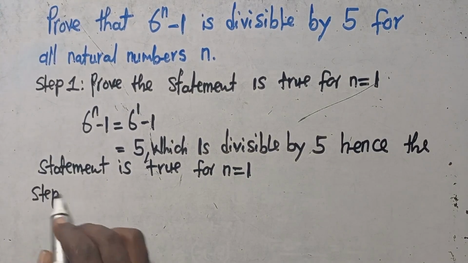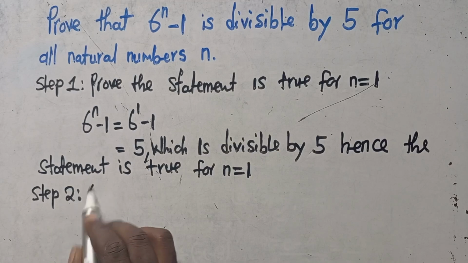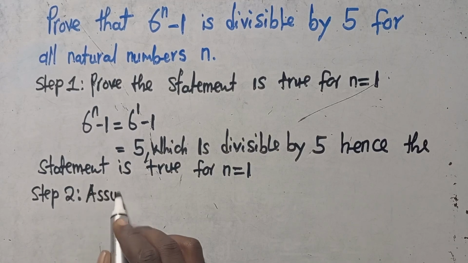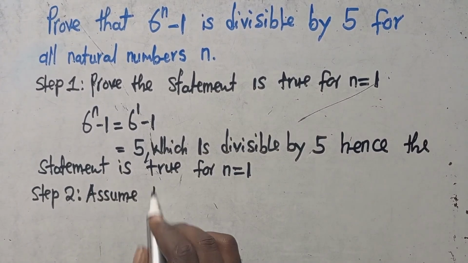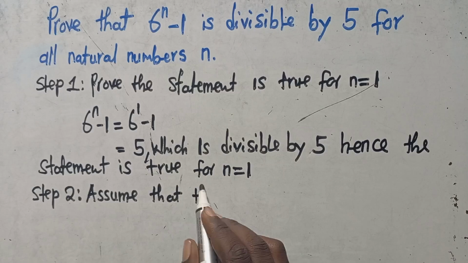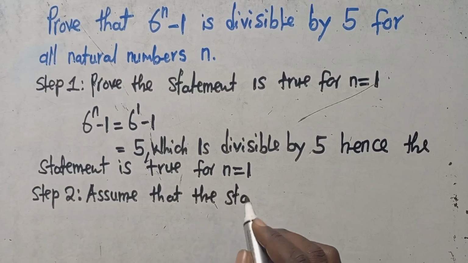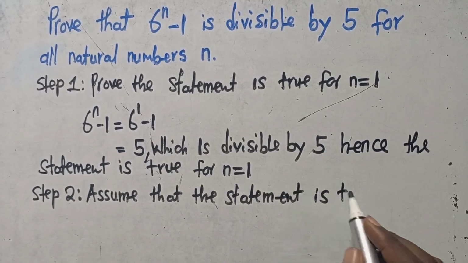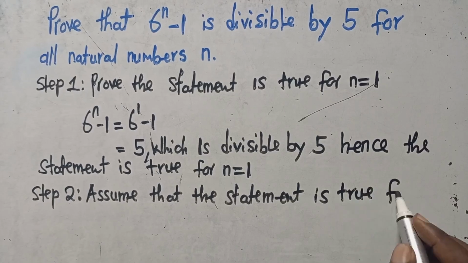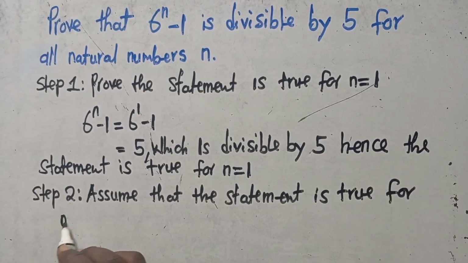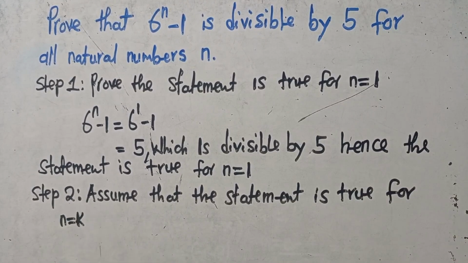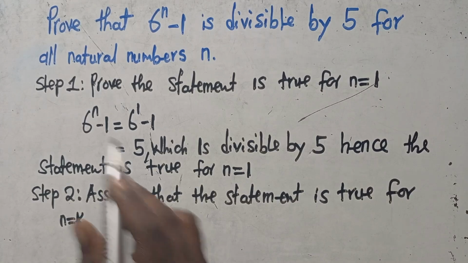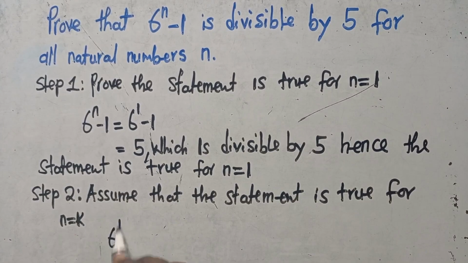Step number 2 is all about assumption. So step number 2 is where we assume. This is how we are supposed to answer. Assume that the statement is true for n is equal to k. What does it mean? Where there is n, you put a k. So you've got that expression 6 to the power k minus 1.